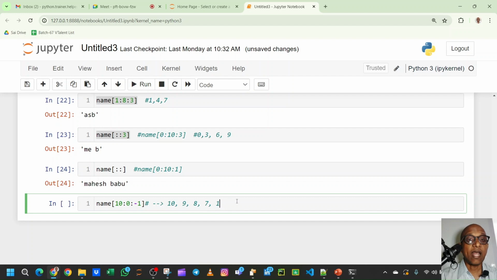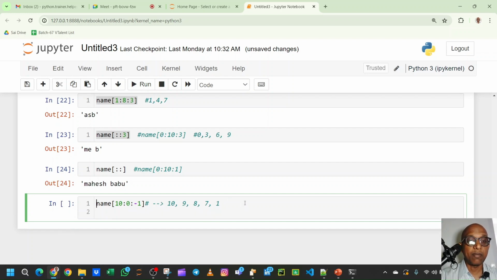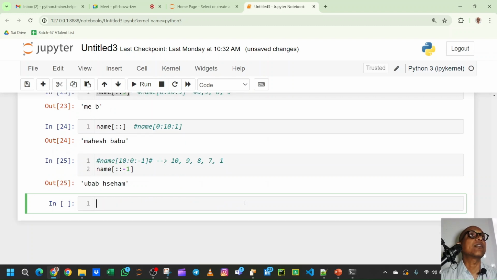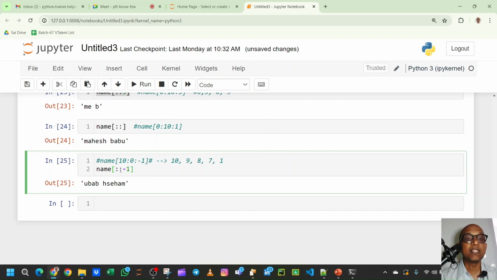Clear? Rather than this, I can simplify more. I don't want to mention the starting index and ending index. I just simply say -1. That is going to give me exactly the reverse of my given string. What is the starting index number in this code? 10. What is the ending index? 0, which is excluded.